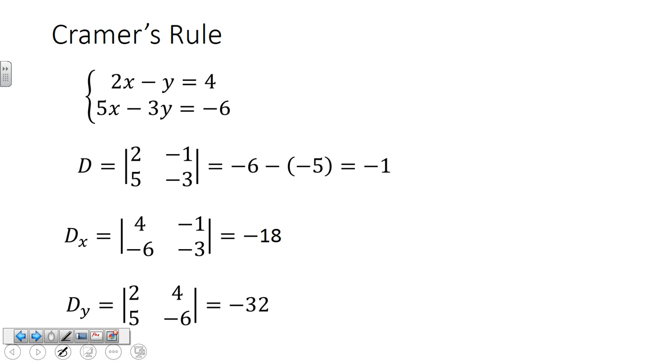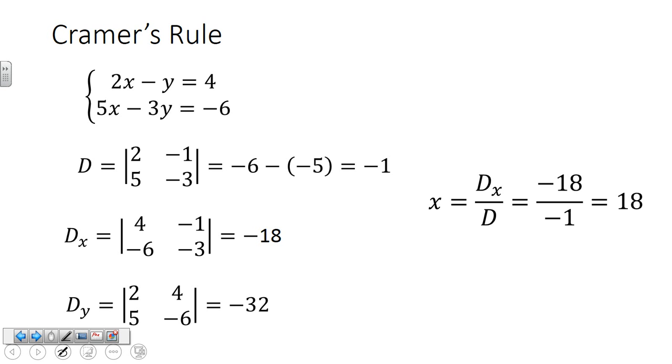Now let's put this together in order to get our two solutions for the system of equations, one for X and one for Y. The way that we find X, we take D sub X and divide it by D. So we take the determinant of that special X matrix and we divide by our basic determinant D. In that case, we're taking -18 and dividing by -1, which is going to give us 18.